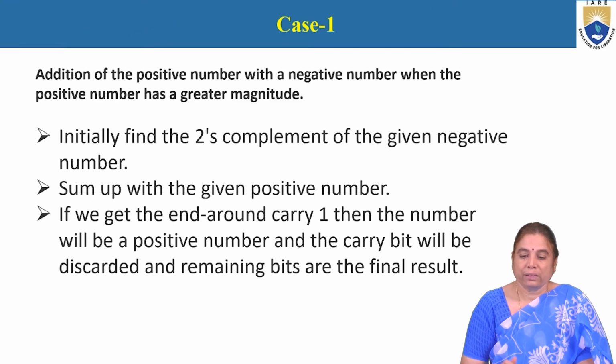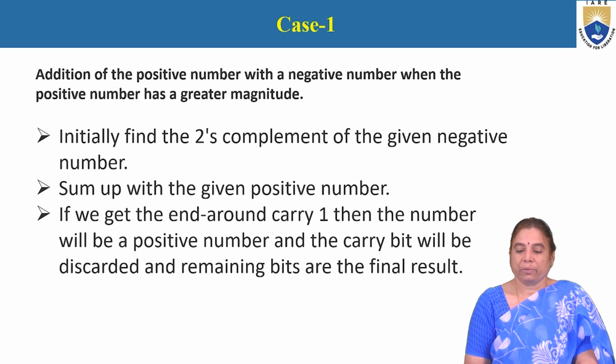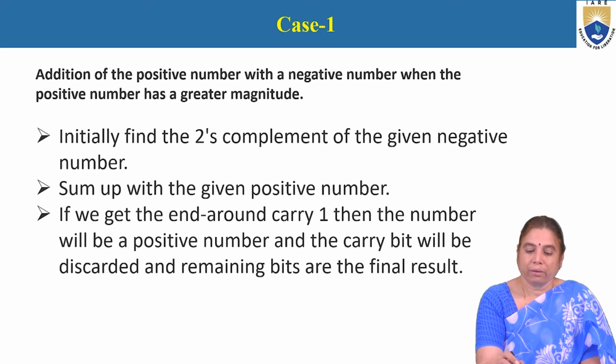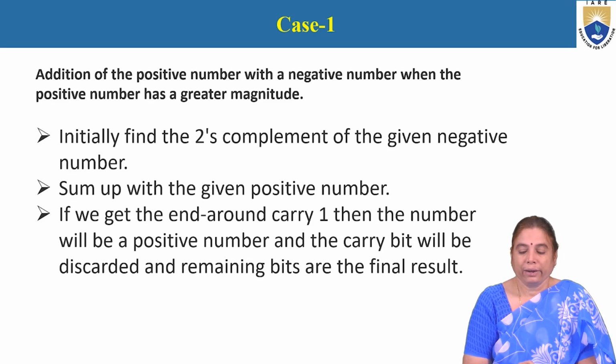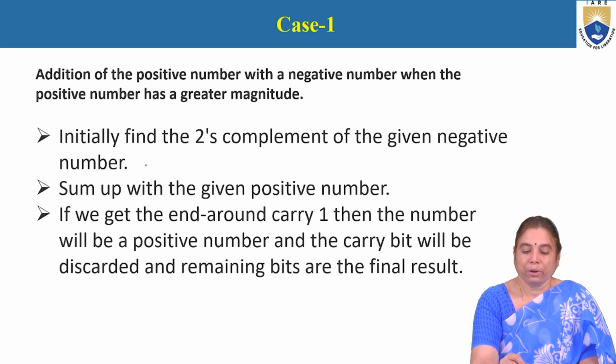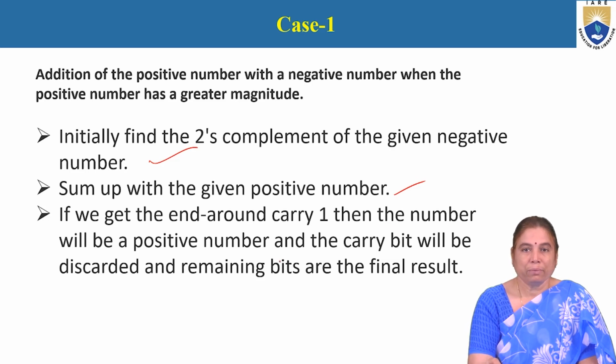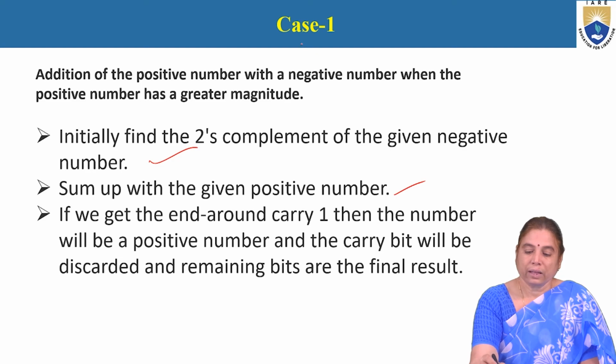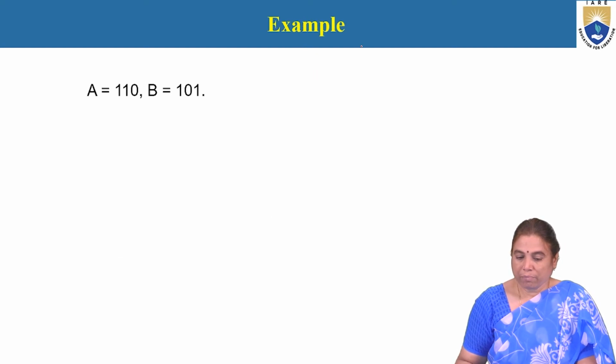Now the two cases are. The first case, addition of a positive number with a negative number when the positive number has a greater magnitude. So initially find the 2's complement of the given negative number, and sum it up with the given positive number. If we get an end around carry 1, then the number will be a positive number, and the carry bit will just be discarded. The remaining bits are considered. So this is case 1. How this can be implemented, we can perform with an example.